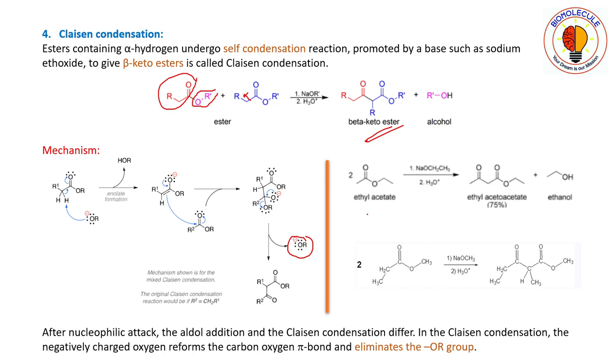Similarly here, this one was the second molecule of ethyl acetate, so you just eliminate this OR portion and you add the remaining portion to the alpha carbon. So you can see you are adding an acyl group to the alpha carbon of another molecule of ethyl acetate.